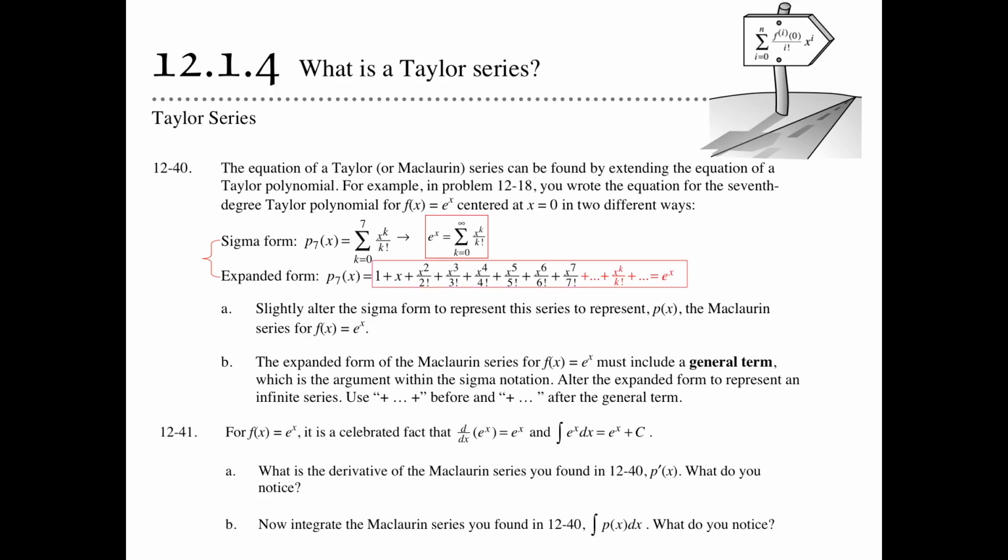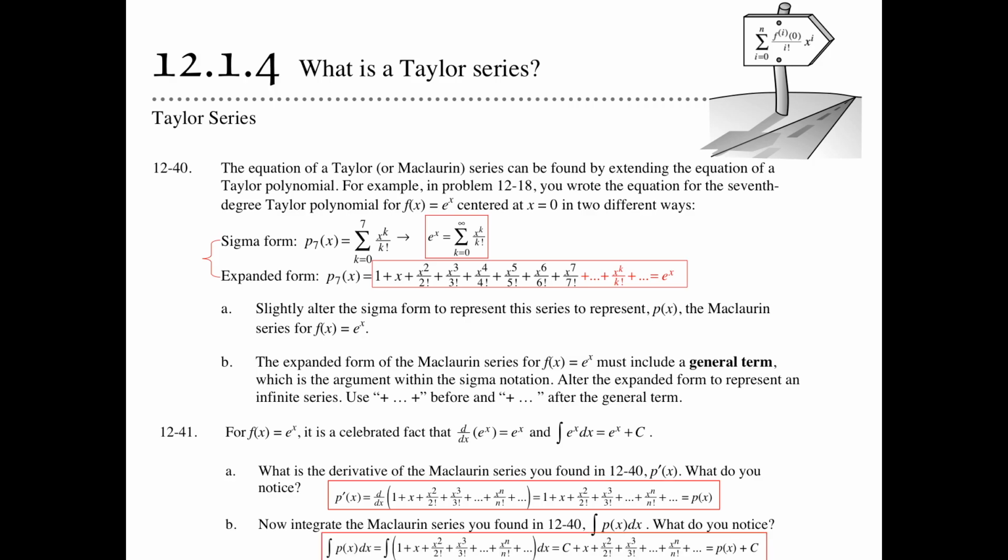And then in problem 12-41, students will demonstrate how the expanded form of the Taylor series for e to the x can be used to confirm that the derivative of e to the x is e to the x, and the antiderivative of e to the x is e to the x plus a constant.